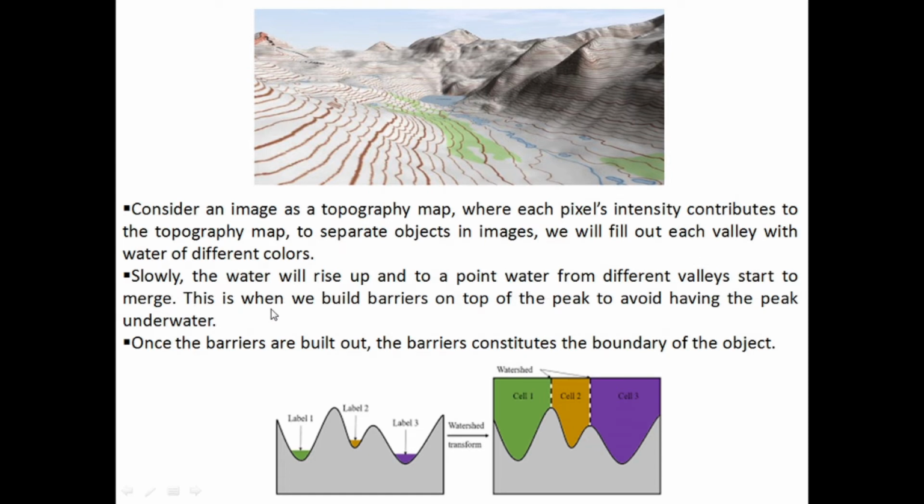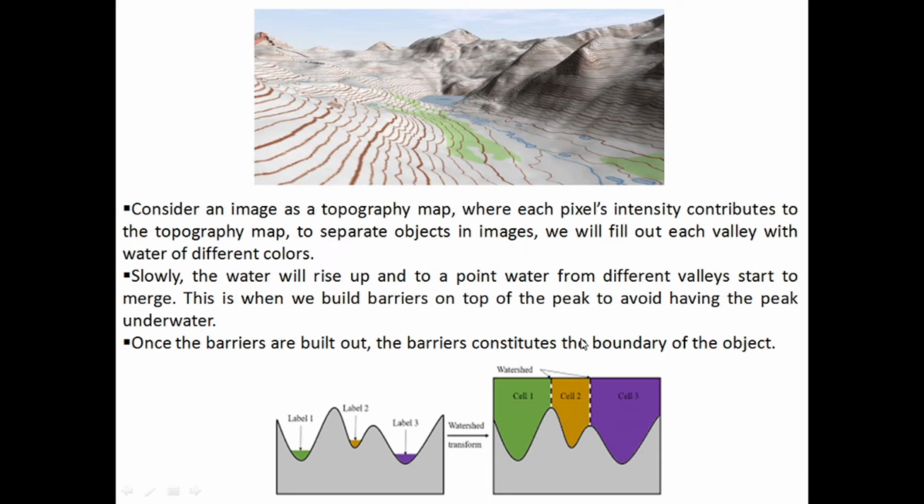this is when we build barriers on top of the peak. So this is one peak, right? And this is also one peak. On this peak we are going to construct some barriers, on top of the peak, to avoid having the peak under water. So these barriers are built. The barriers constitute the boundary of the object.